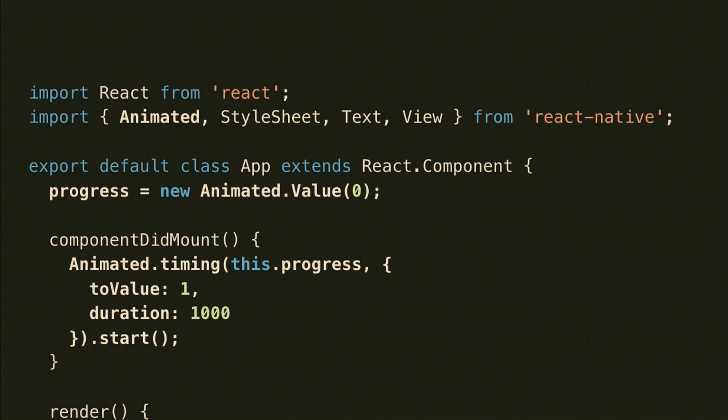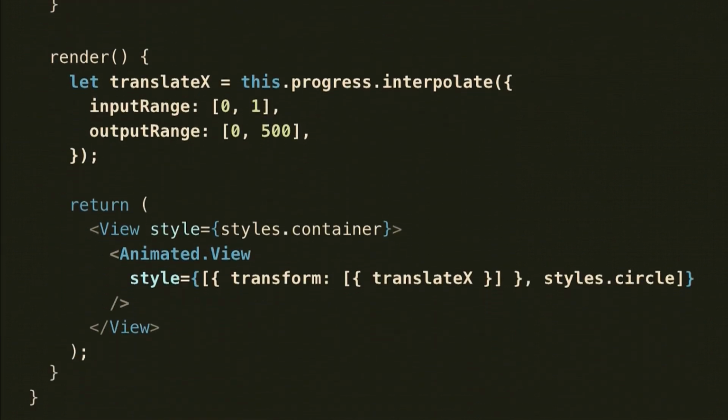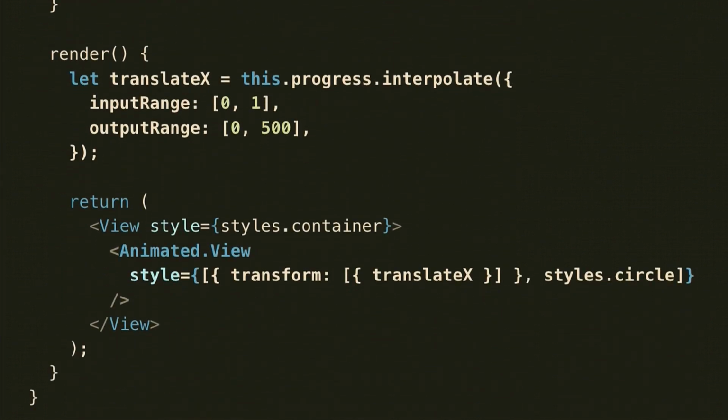So we instantiate this animated value, and then in componentDidMount, we want to animate this as soon as the component is mounted. We start the animation, and we say we want to animate to 1, like we did before, and pass in a duration of 1 second. And in the render function, we define the interpolation and then bind it to the view. Right?